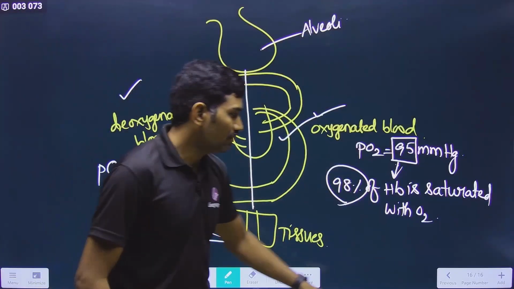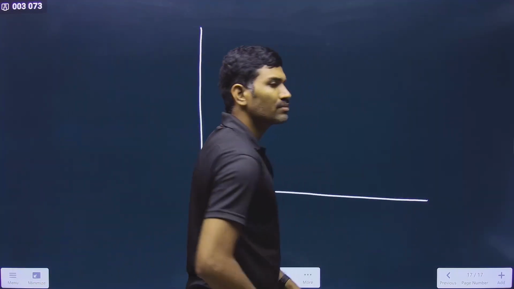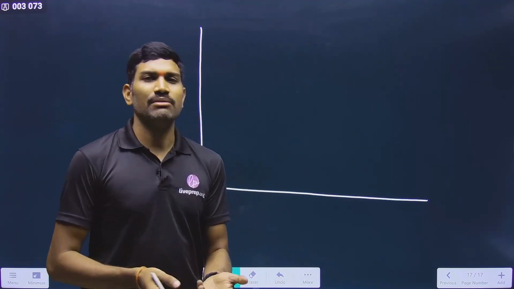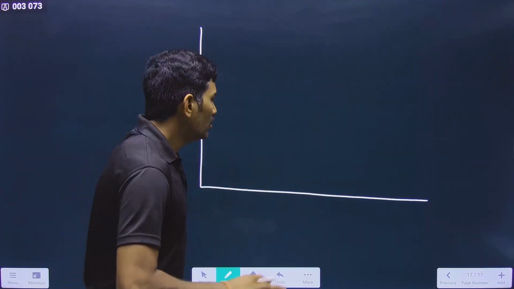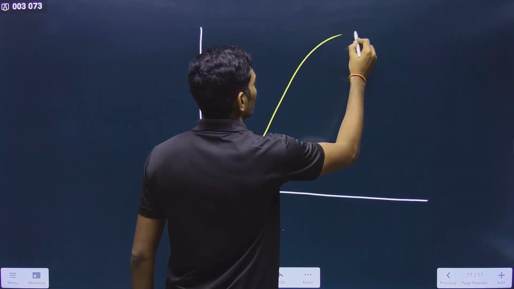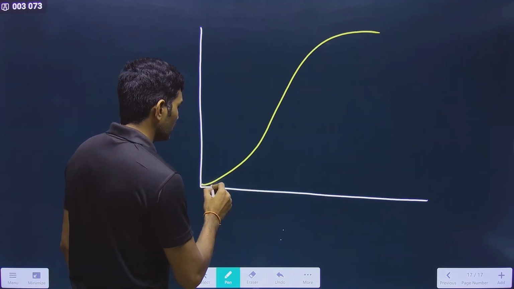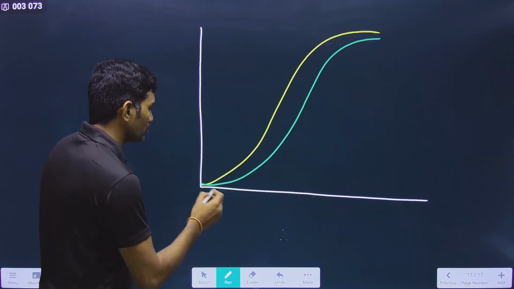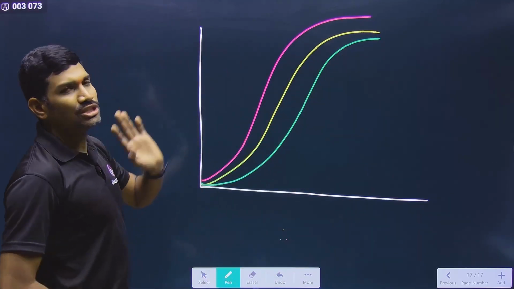This is the general example. What is the general example? Suppose let us take different molecules. One is hemoglobin one type, another is another type of hemoglobin, different types of molecules. Suppose one molecule is showing like this and another molecule is showing like this. Suppose a third type of molecule is showing like this. Let us take different ones, okay? Suppose it is showing like this.